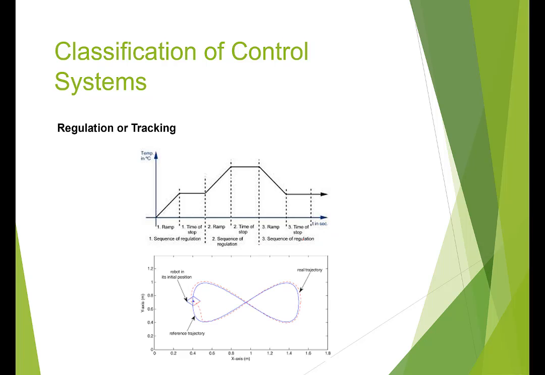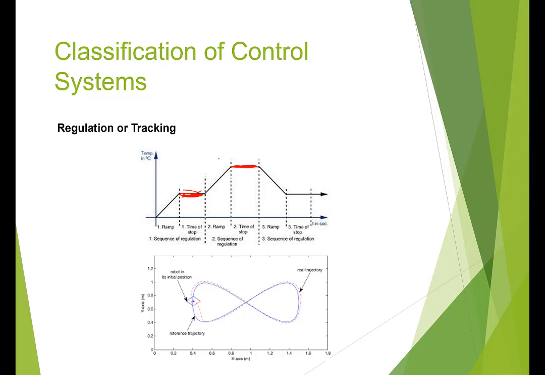Another way to look at the controllers is looking at the output. What is the output? There are two different types of controllers, one called regulating controllers and one tracking, depending on what the output is. If the output is supposed to be constant, like again the thermostat case, when you want to reach a constant temperature, this is called regulation. The goal of the controller is to reach a specific point for the output and stay there. This is called regulation.